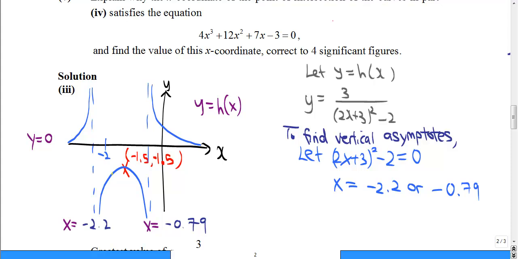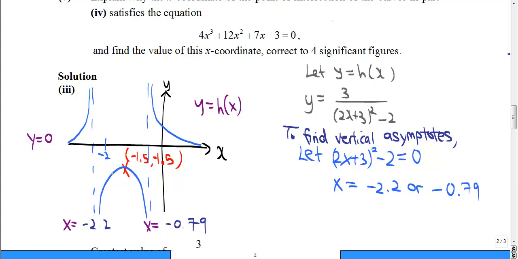And also, because you know that this is a proper rational function, the horizontal asymptote will be y equals 0. And from the GC, you can find out that the turning point is (negative 1.5, negative 1.5). So with this, you can now proceed to do the question.